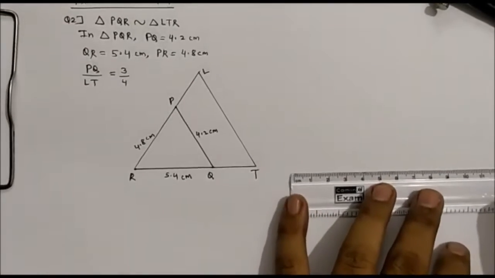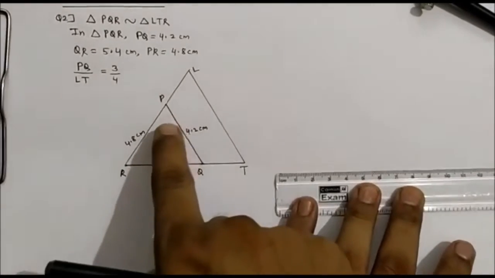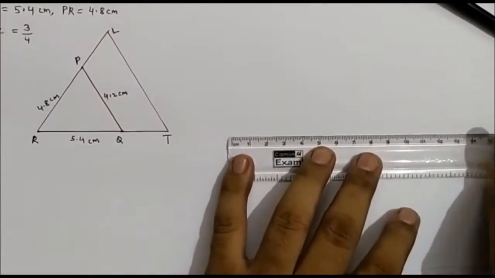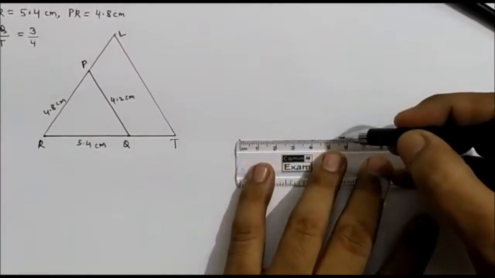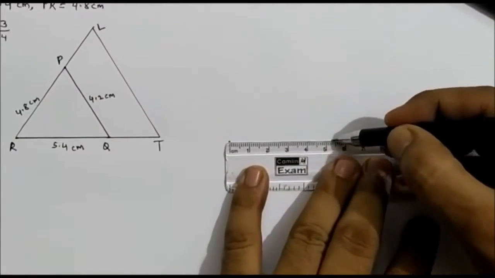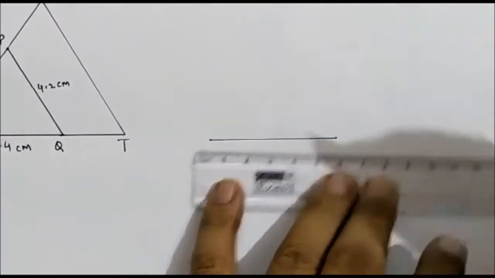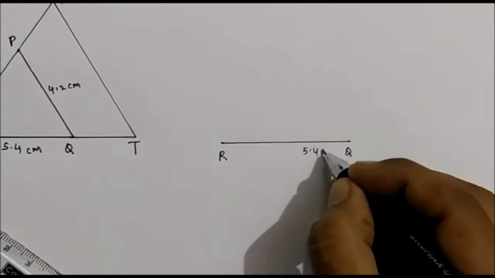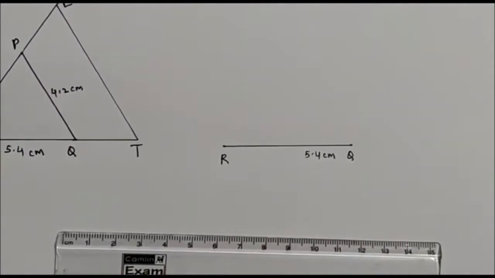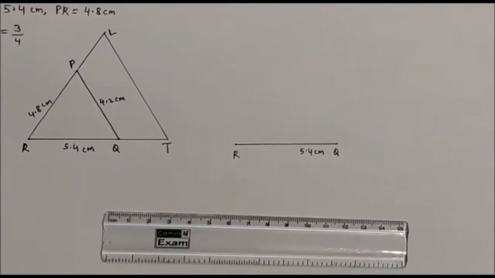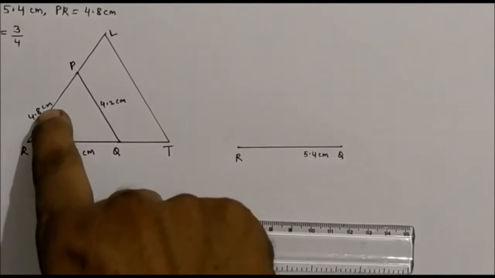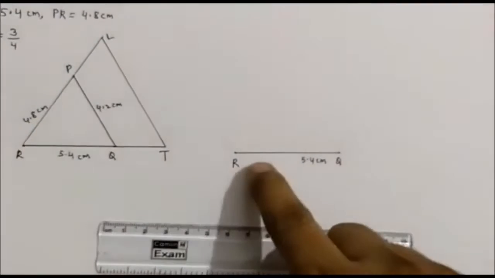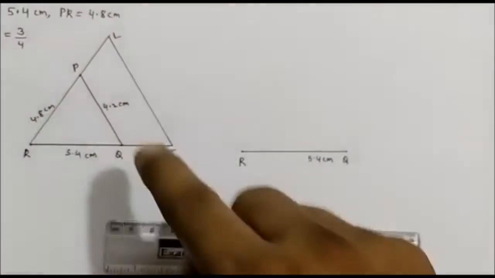Now let's start with the actual construction. First we are going to construct triangle PQR where RQ is 5.4 centimeter. Students, you can see we have drawn here RQ, 5.4 centimeter. Now it is 4.8 and 4.2. So you'll take a distance of 4.8 and from this point R you cut an arc of 4.8 centimeter.